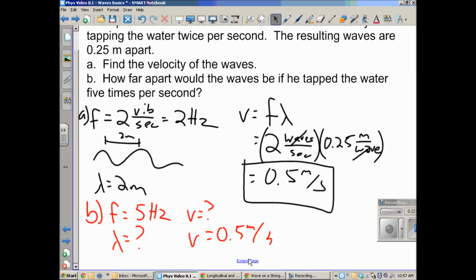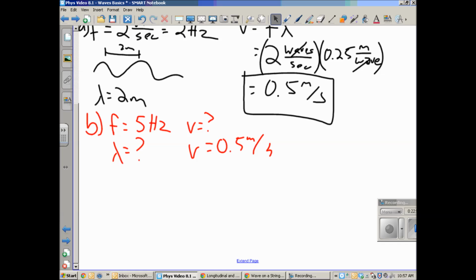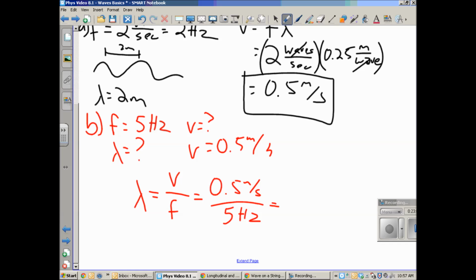Remember, wavelength is velocity over frequency. So we've got a velocity of 0.5 meters per second. Our frequency is now 5 hertz. So divide that, and you're going to get 0.1 meters. So now the waves are much closer together because there's more of them per second.